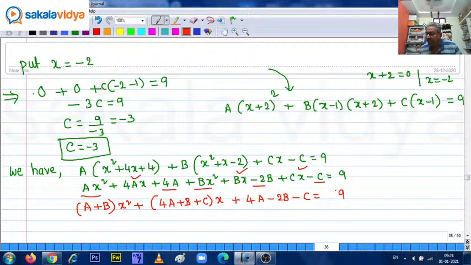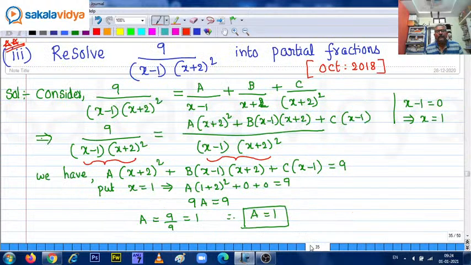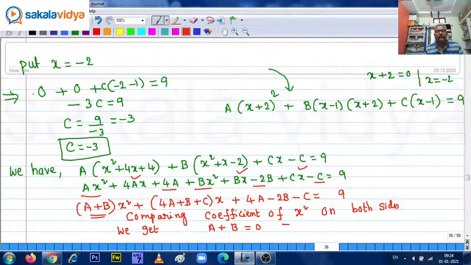See, in the right hand side, except the constant there is nothing else. There is no x square coefficient. So comparing the coefficient of x square on both sides, we get a plus b becomes 0. So go back. What is the a value? 1. We need the b value. Understood now? So b equals negative a. Since a equals 1, obviously b becomes minus 1.